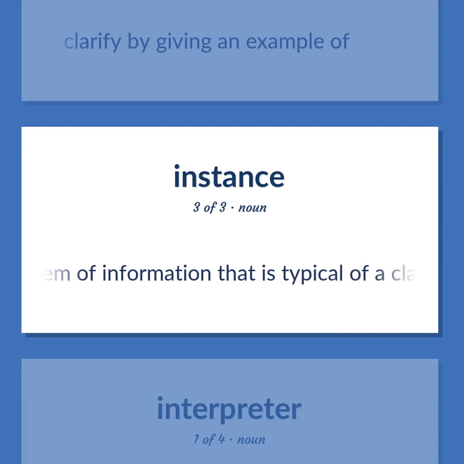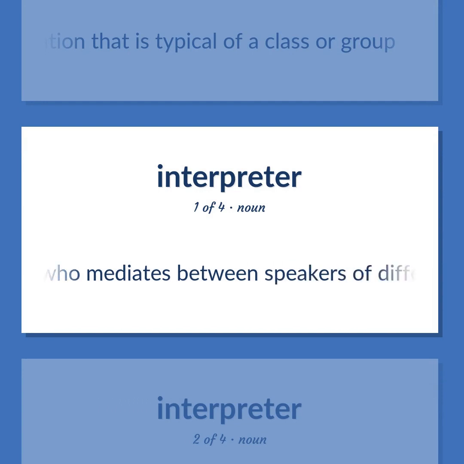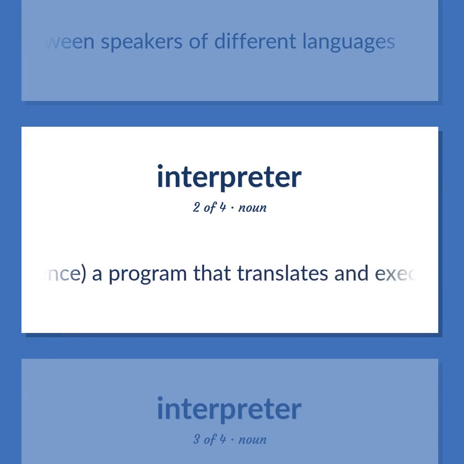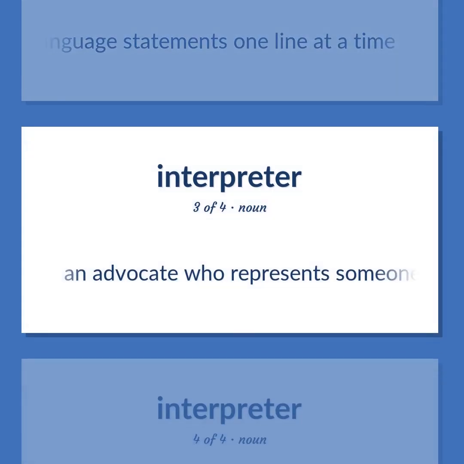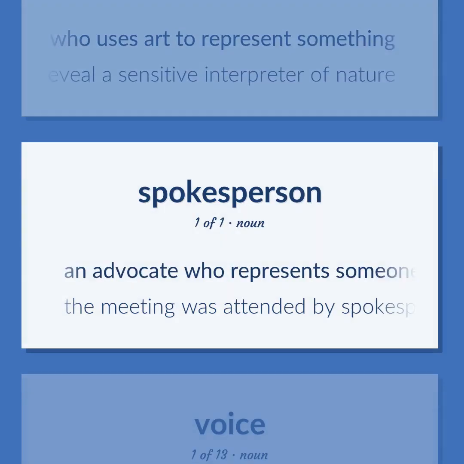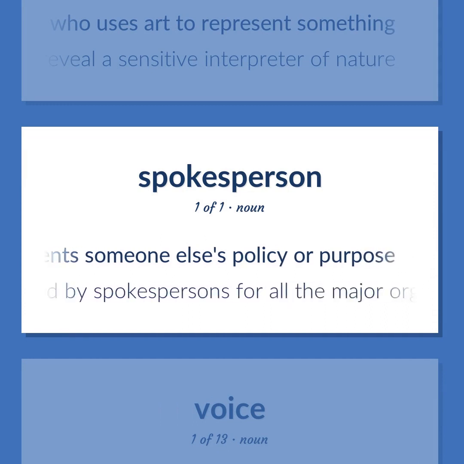An item of information that is typical of a class or group. Someone who mediates between speakers of different languages. Computer science, a program that translates and executes source language statements one line at a time. An advocate who represents someone else's policy or purpose. Someone who uses art to represent something. His paintings reveal a sensitive interpreter of nature. An advocate who represents someone else's policy or purpose. The meeting was attended by spokespersons for all the major organs of government.